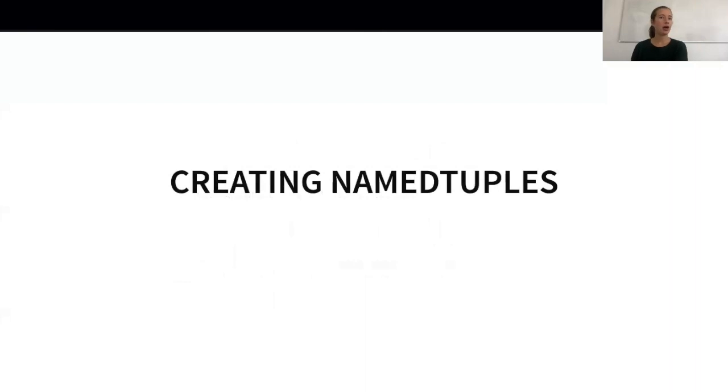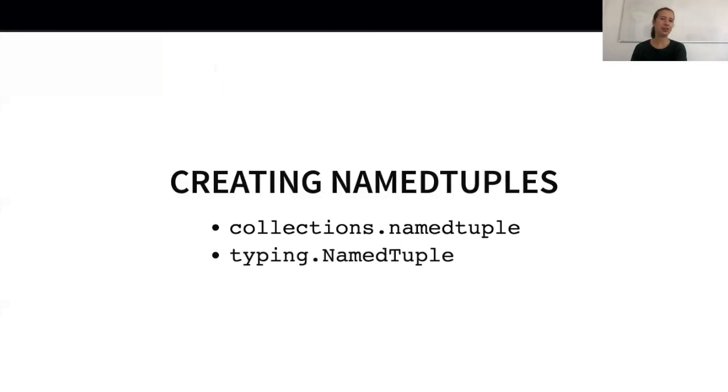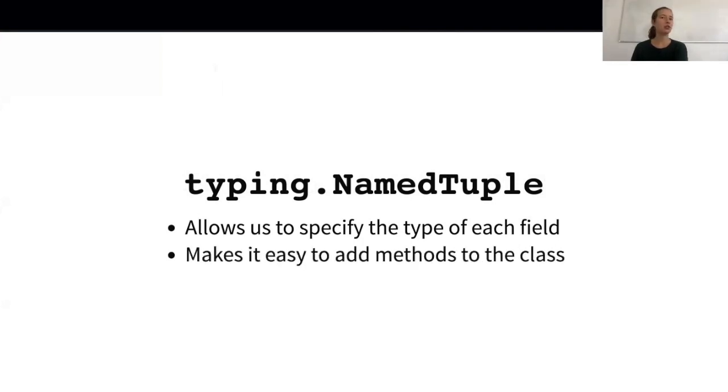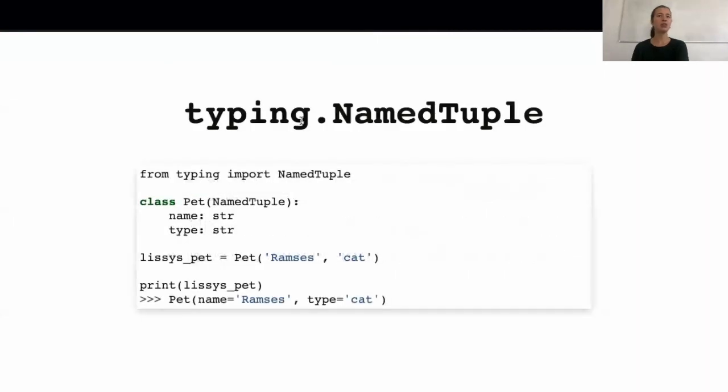So how can we create a namedtuple? This is easy. There are two kinds of namedtuples we can use: collections.namedtuple, or typing.NamedTuple. Due to a lack of time, we will only look at typing.NamedTuple today. typing.NamedTuple uses an easy syntax and allows us to specify the type of each field. Namedtuples also make it easy to add methods to the class. An implementation of the pet class as a namedtuple would look as follows.